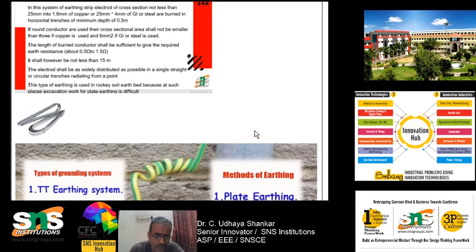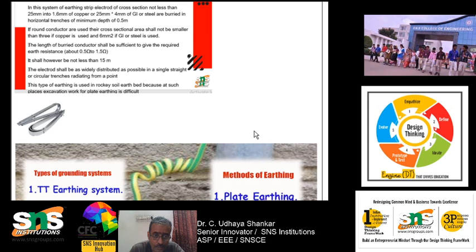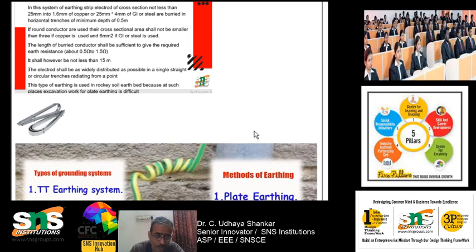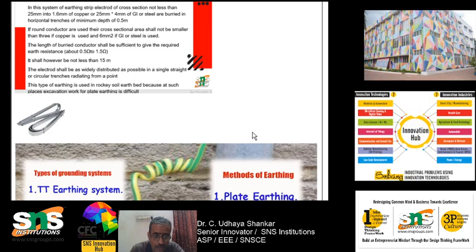So next is strip earthing. In this system of earthing, a strip electrode of cross section not less than 25 mm x 1.6 mm of copper or 25 mm x 4 mm of GI is buried in horizontal trenches of depth 0.5 m. If round conductors are used, their cross-sectional area shall not be smaller than 3 mm² if copper is used and 6 mm² if GI steel is used.